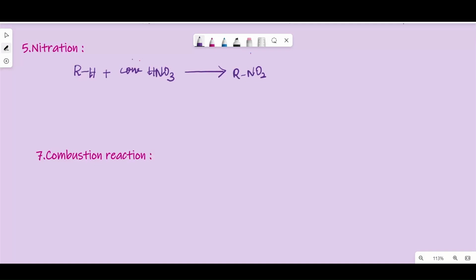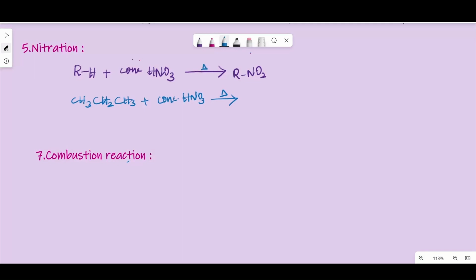In alkanes, nitration and sulfonation are not that important because they give a mixture of products. If you take one example, you can understand much better. Take propane, CH3CH2CH3, and in the presence of concentrated HNO3, you will get a mixture of products.